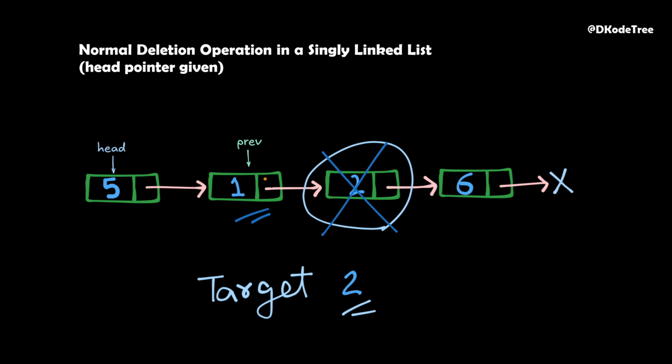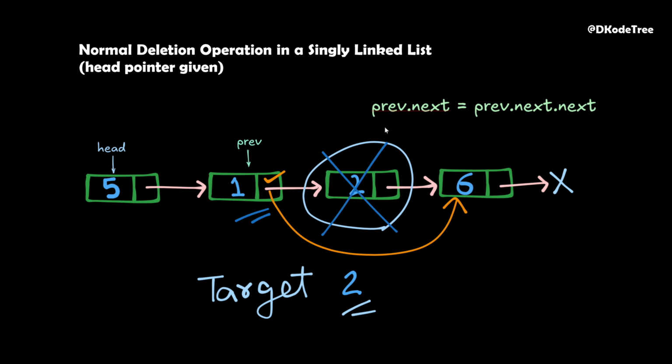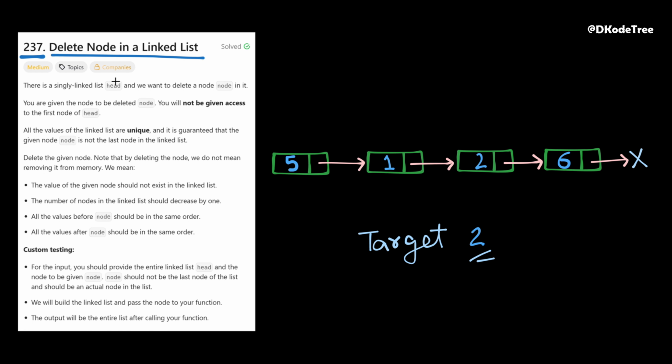And then we update its next pointer to skip over the target node like this. That is, we just make previous.next point to previous.next.next, which effectively breaks this link and forms this new one, resulting in the removal of the target node from the linked list. But in this problem, things are a bit different.